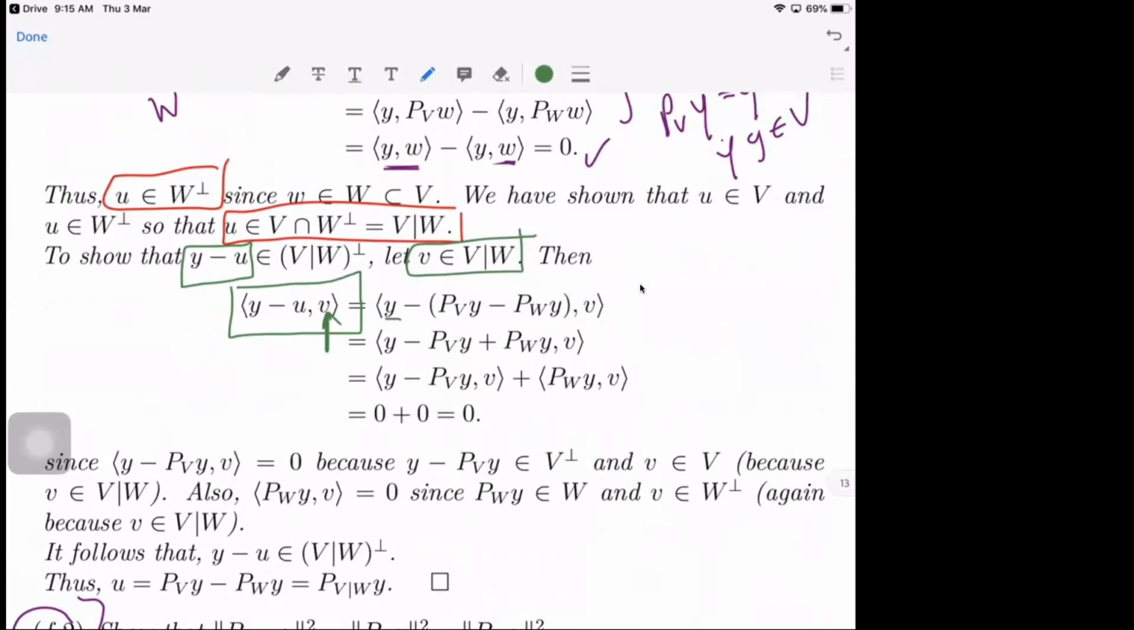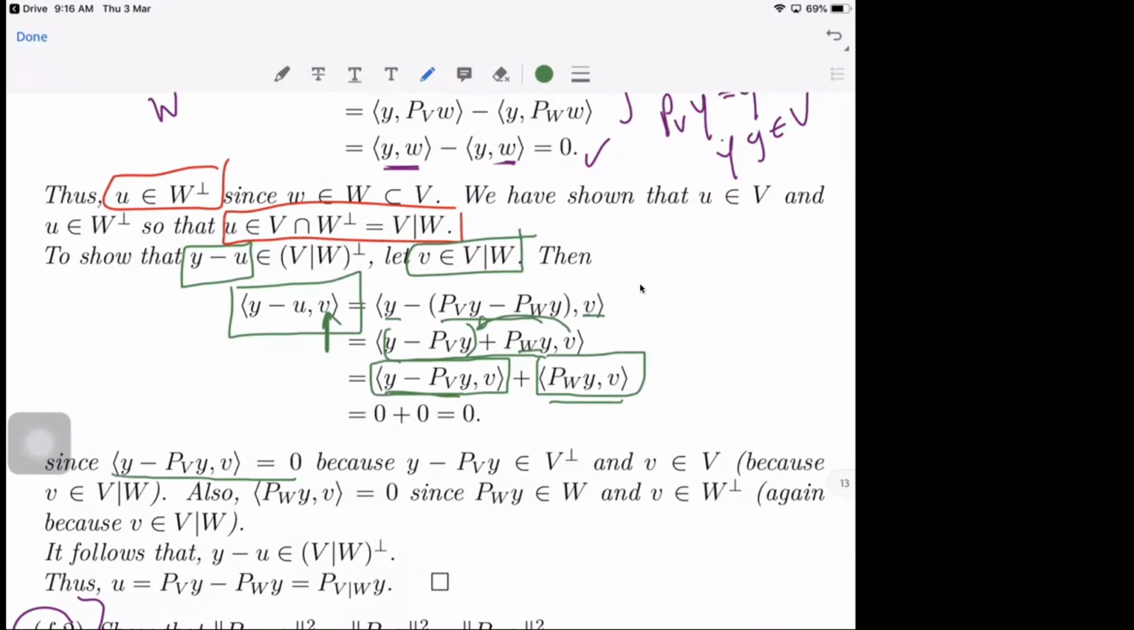So this is Y, this is U, then V. This is just the usual operation, and then group this vector with V, and then this vector with V. Okay, so the question here now is, why is this inner product equal to 0? Let's start. Why is this 0?